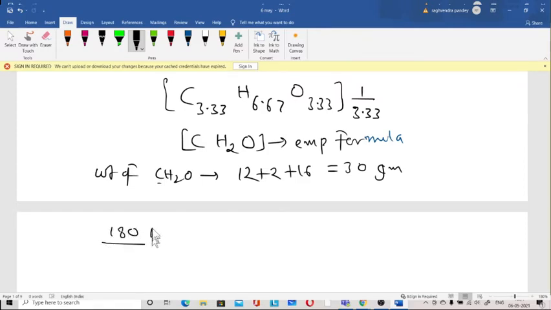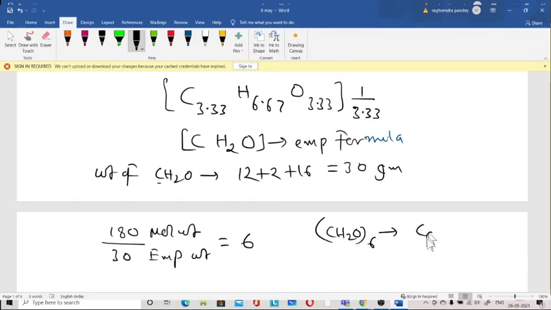So weight of the molecular formula, that is your molecular weight, divided by the empirical formula weight, whatever number we are getting. Suppose we are getting 6. Okay, so you have to multiply 6 into this empirical formula, so you will get the molecular formula, C6H12O6. So that is your molecular formula. So you have to multiply 6 in that. Okay, sometimes they ask you this. So that is your empirical formula, molecular formula.